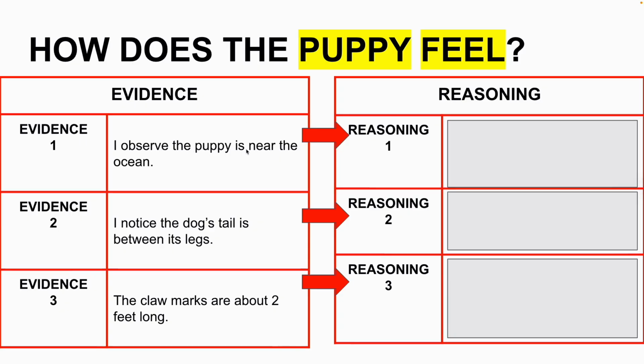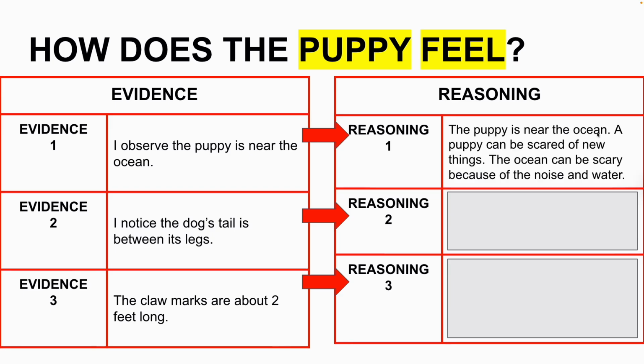Evidence 1, I observed the puppy is near the ocean. Well, here's my reasoning of why I chose that and why it makes sense to use it to prove my claim is right. The puppy is near the ocean. A puppy can be scared of new things. The ocean can be scary because of the noise and water. I got this information from prior knowledge and also from research that I gathered and found out that babies, such as a puppy, can be curious, but they can also be a little scared of new things.